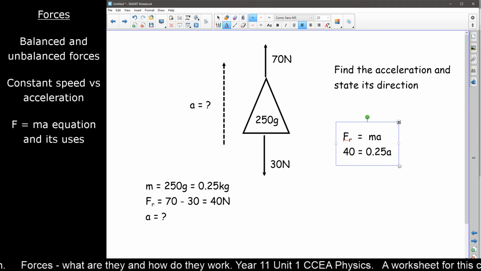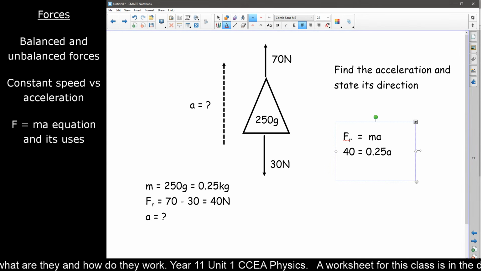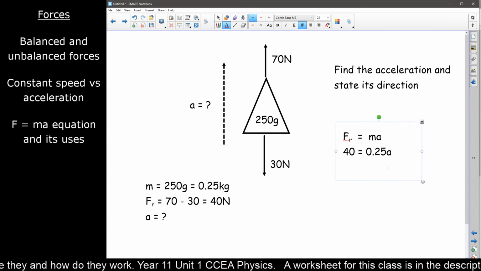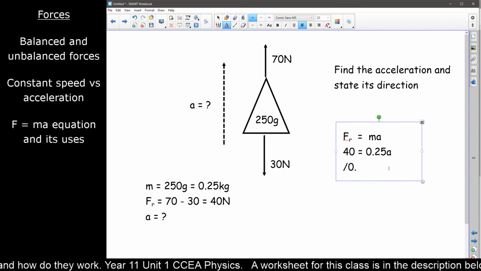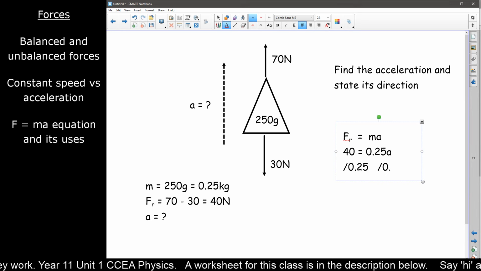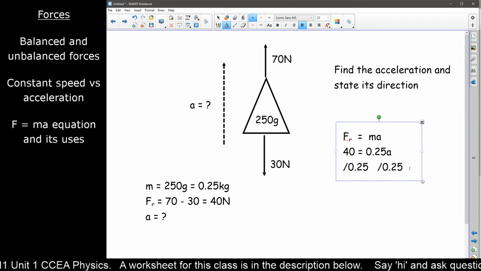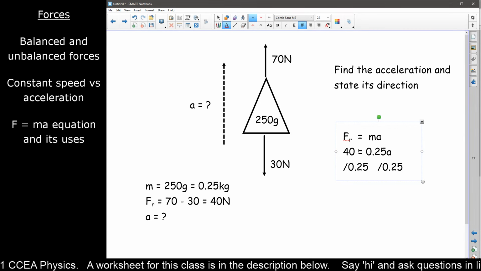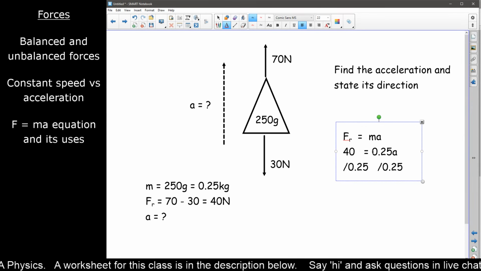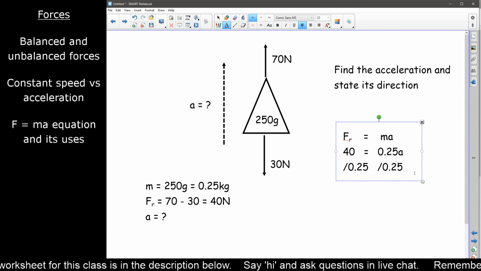Okay, so we want to find A, we want to get A as the subject of the equation here, so we're going to divide both sides by 0.25. If that's not immediately obvious to you, I suggest you go and have a little look through my videos and look for core math skills, because I did a math skills live stream at the very start of September to get you the basic ideas of how to move equations around and how to get that right.